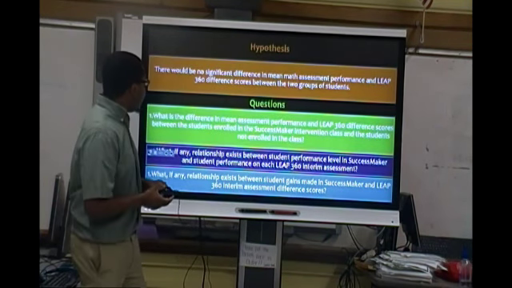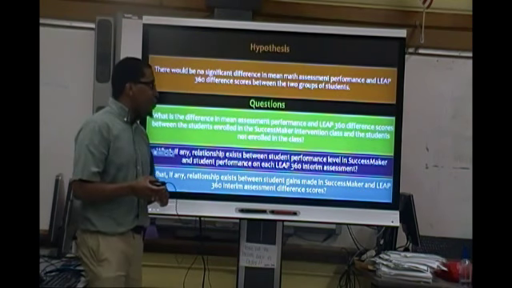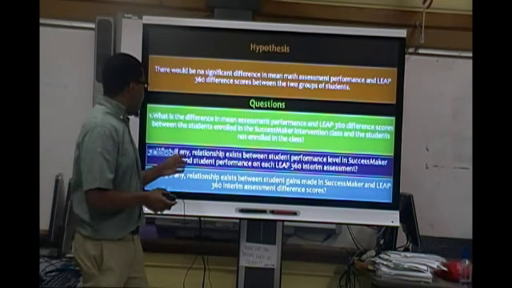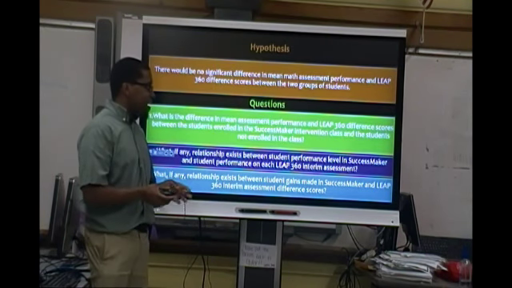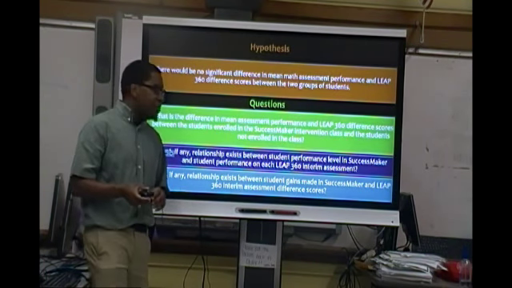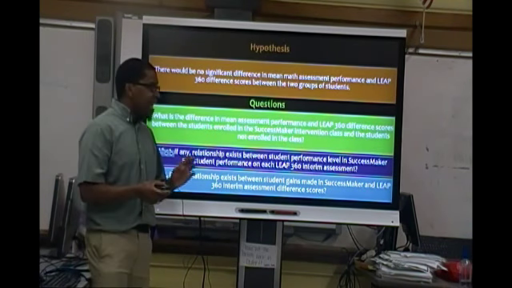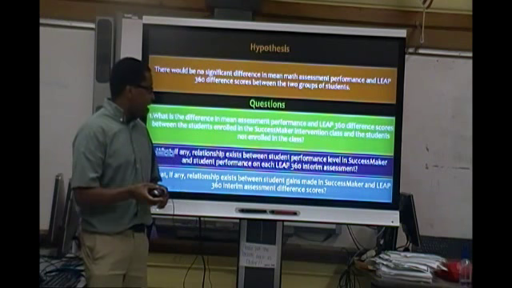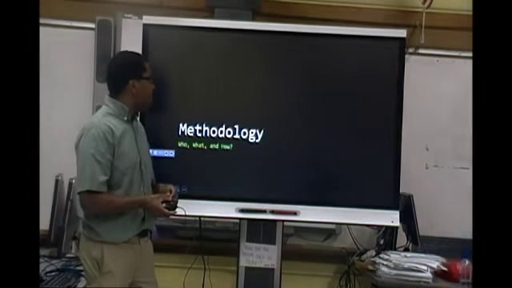And the three main questions I'm focusing on is, what is the difference in their mean assessment performance between the two groups? What, if any, relationship exists between their performance level in SuccessMaker and their performance on each of the interim assessments? And whether or not there's a relationship that exists between the gains made in SuccessMaker and their score on the different scores between the interim assessments.